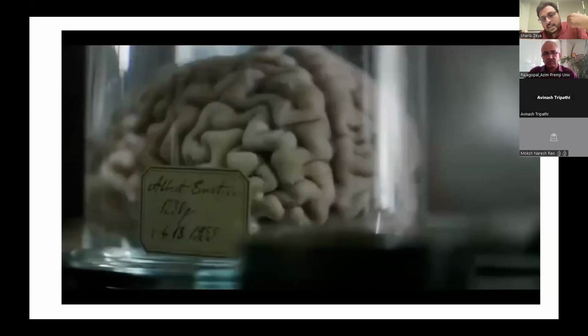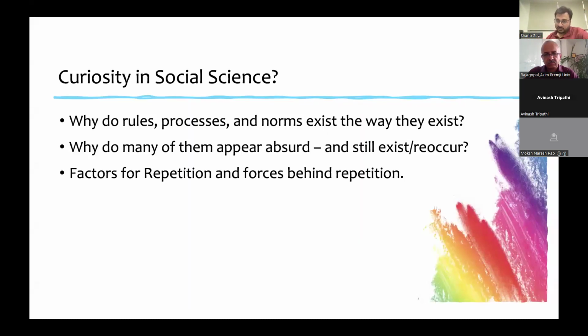So if we say some discipline like social science, which bases itself on the model of science, in the very same way that natural sciences describe the processes of nature, social sciences must describe the human societies, the processes, the norms of human societies. What would be the curiosity of the social science? The curiosity of social science would be, why do social rules, the norms, processes, exist? Even when we see that most of them are absurd, we do not make any sense of why they exist, isn't it? But they keep on existing.